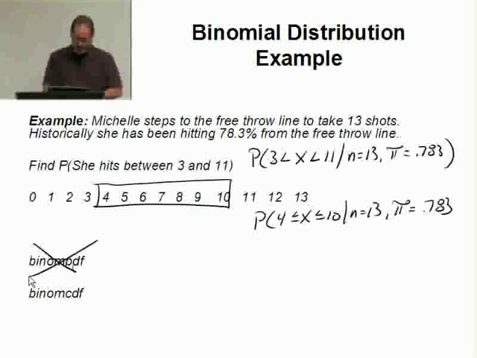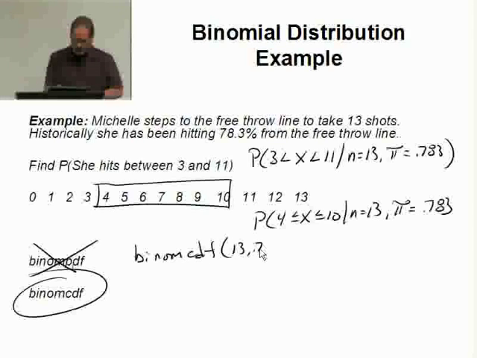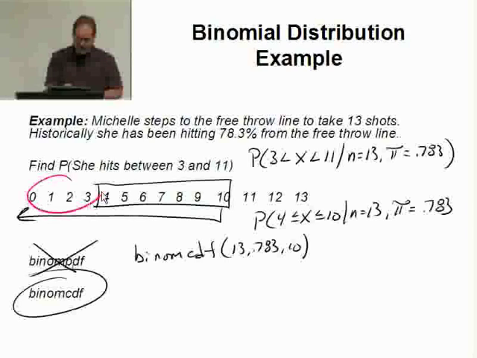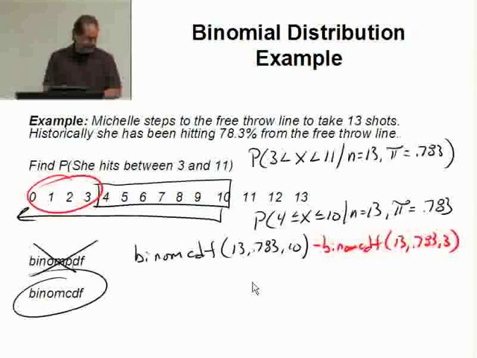Again, I don't want to use PDF. I will use CDF. This will be binom CDF 13, 0.783, 10. That's all of this. It's too big. How much too big? 0 through 3. Subtract off binom CDF 13, 0.783, whoops, 3.